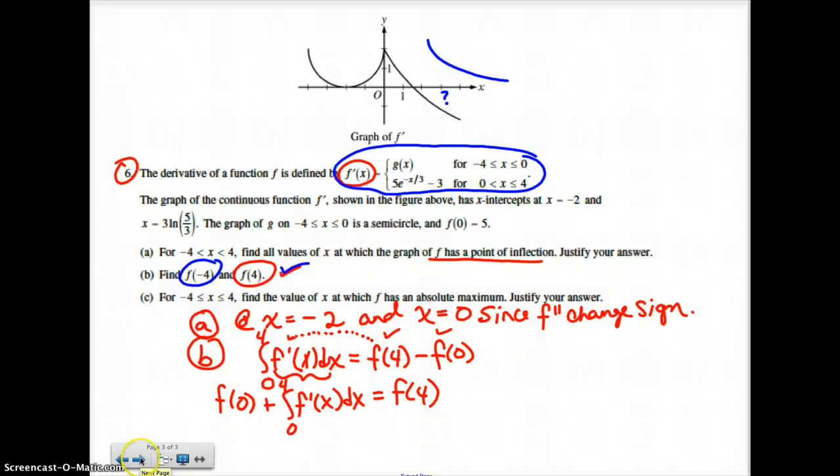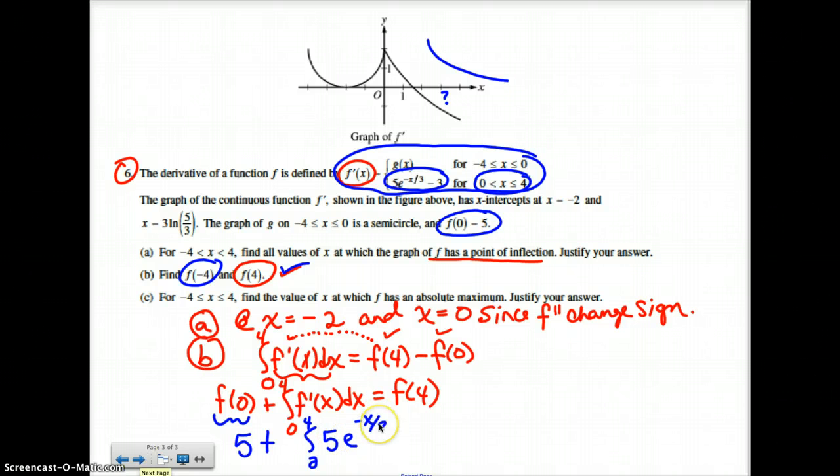Geometry is the best if you can use it. But what they're testing here is that you know how to find the antiderivative and how to integrate the transcendental function right there. So let's go do that. What I have here is f of 0, which they gave me. This is why they gave it to me. That was kind of a hint that you were going to need to use it. And then I'm going to have to integrate from 0 to 4 what the derivative is in that piece of the graph, which would be 5e to the negative x over 3 minus 3.